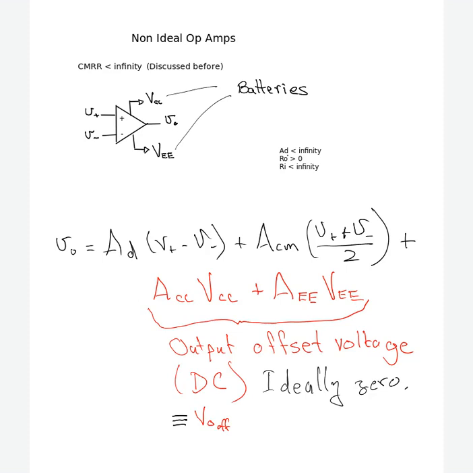In general, if you have several input voltages, superposition says the output will be partly due to each of these, and that's what this equation shows here. The red part is the part due to the power supplies, and it's called the output offset voltage. Ideally, it would be 0. We note it as V_O,off.